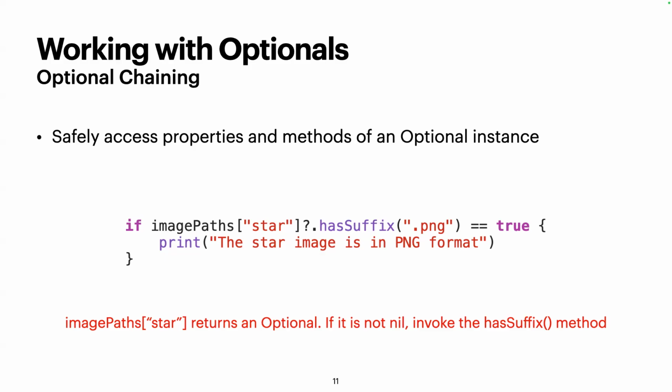Okay. So yeah, image paths star returns an optional. If it's not nil, we continue onwards, else we just go to the next stuff in the code.